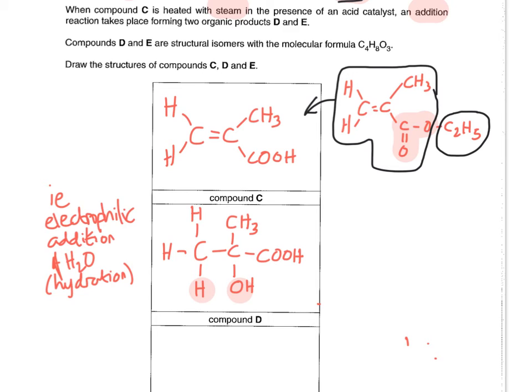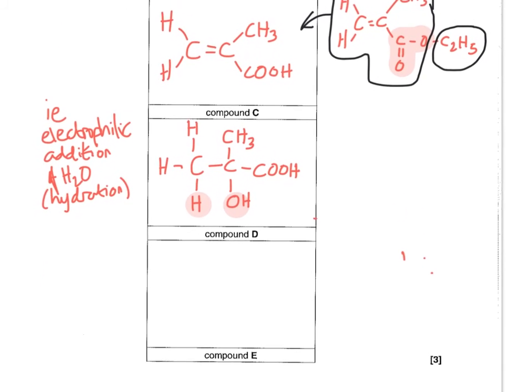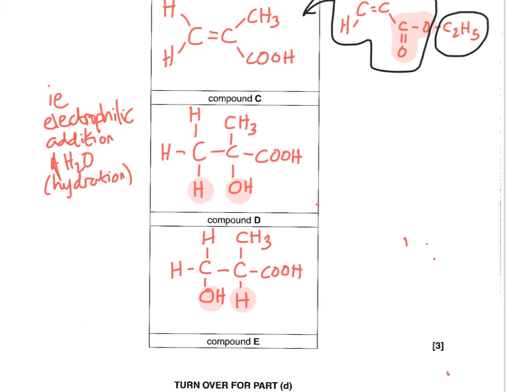So it says compounds D and E are structural isomers with the molecular formula C4H8O3. So if I move the page down a little bit, we can do the structural isomer of that compound. And again, we can highlight for illustrative purposes where the water was actually added.